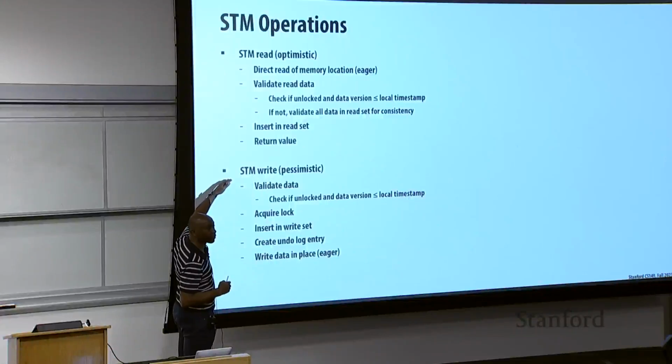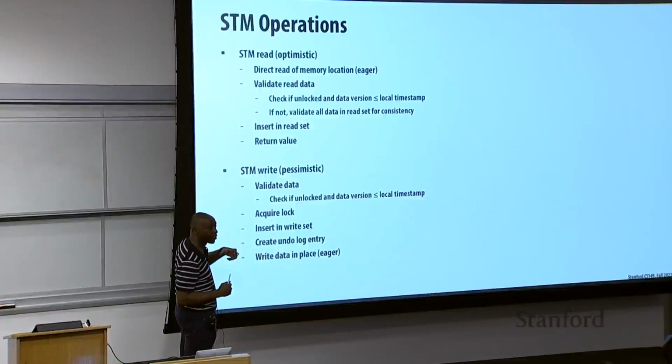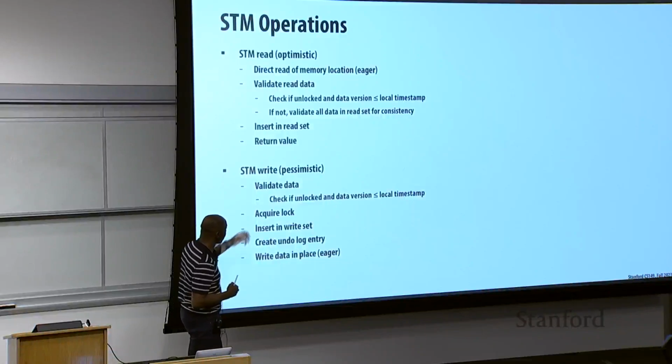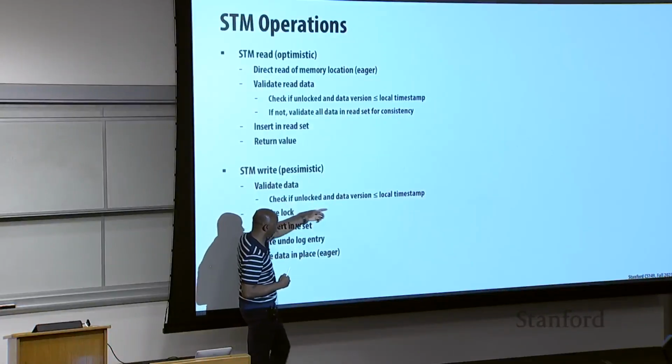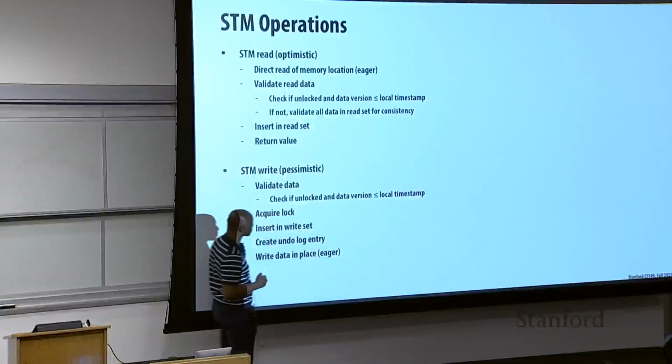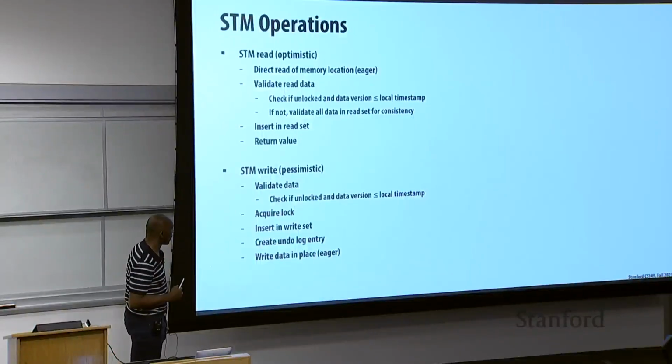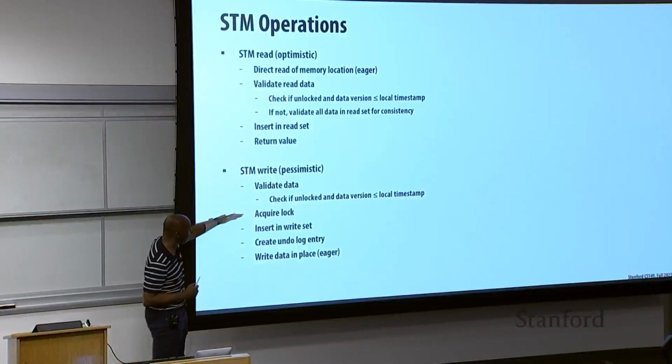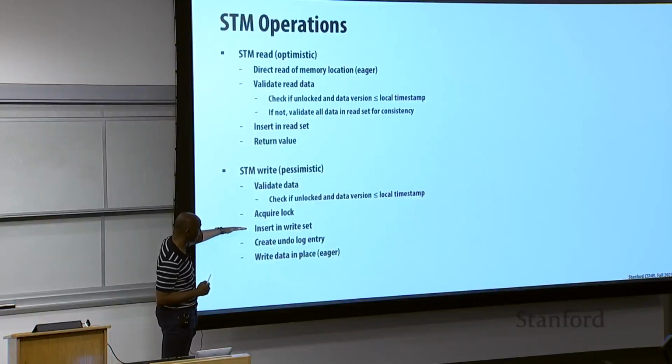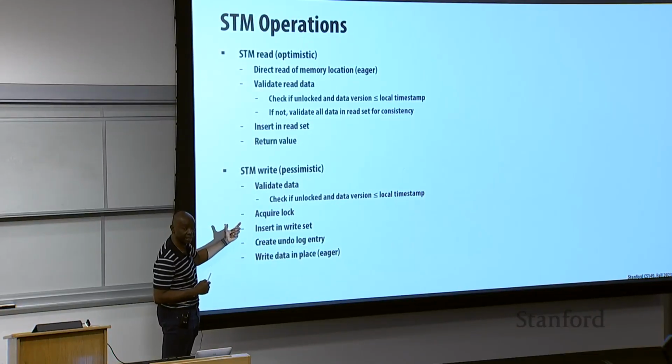Now, STM write is pessimistic in that you now have to check and grab a lock, right? So you check if it's unlocked and the data version is less than the local timestamp. If that check passes, then you acquire the lock, insert it in the write set, create your undo log entry, and write the data in place, because this is in fact eager, right? So you grab the lock, and that makes this policy for doing writes pessimistic.